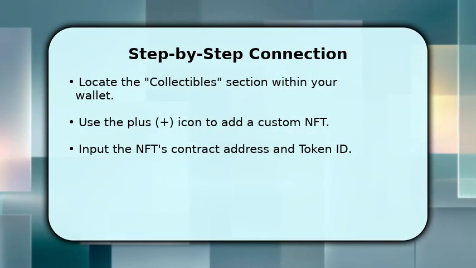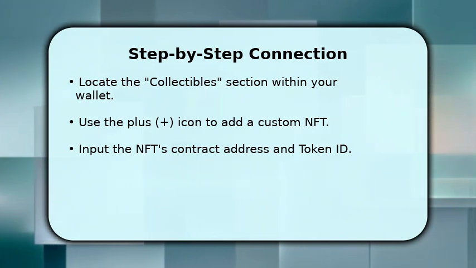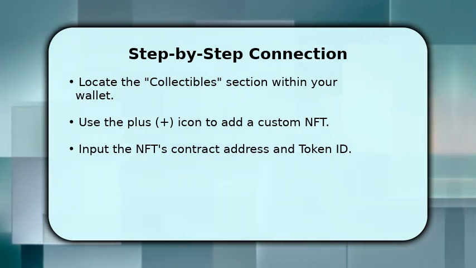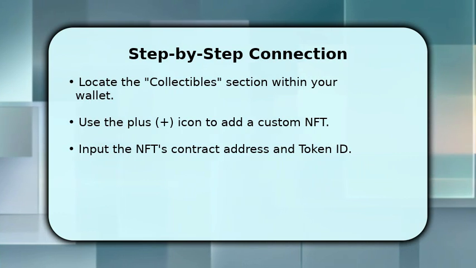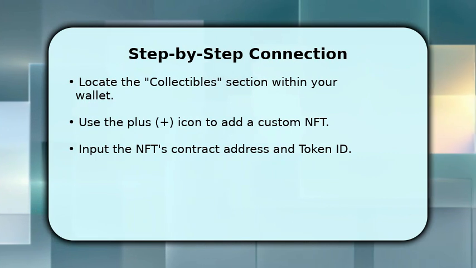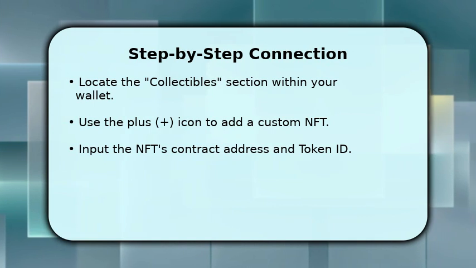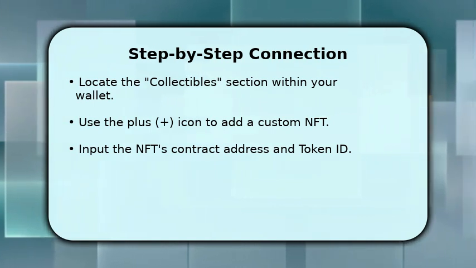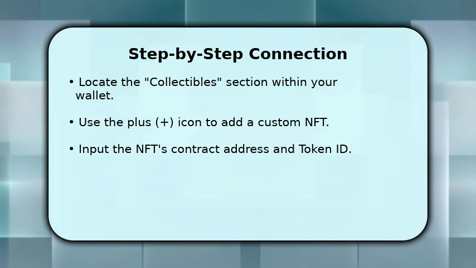To connect your NFT, tap on the Collectibles tab at the bottom of your Trust Wallet screen. Look for a plus sign or Add button, usually in the top right corner. Here, you will enter the specific contract address of your NFT and its unique token ID. Double-check these details for accuracy to prevent any errors during the connection process. This ensures your unique digital asset is correctly recognized.